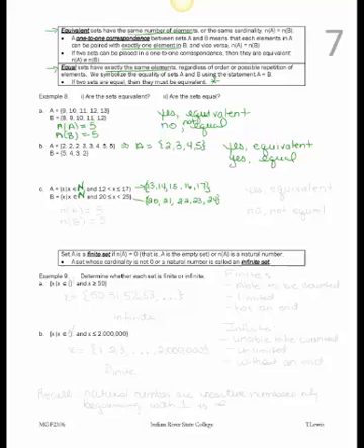My question to you is, what's the cardinal number for each of these sets? For set A, the cardinal number, remember, is the number of distinct elements. How many elements do we have? 1, 2, 3, 4, 5. We have 5. How about for set B? How many distinct elements do we have? 1, 2, 3, 4, 5. We have 5.